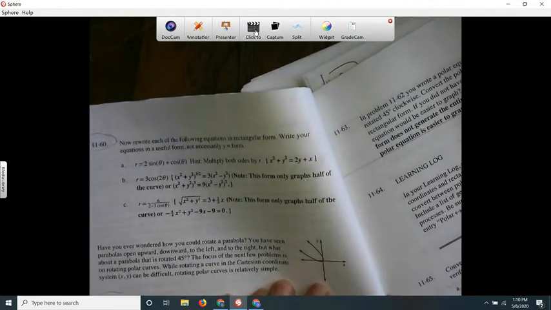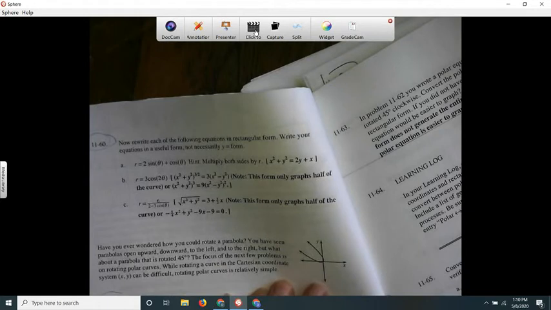Here's 11.6.60. Now rewrite each of the following equations.